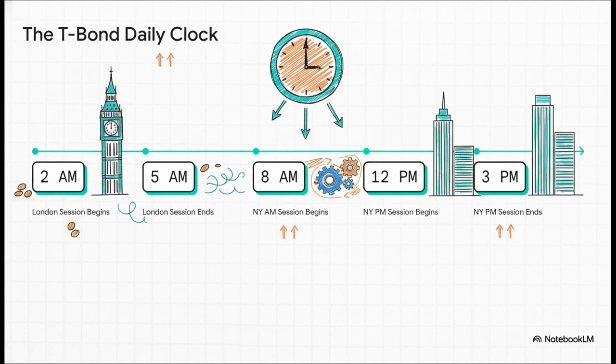And here are the exact times for that clock. And this is super important. These are all New York local time. The London session, that's from 2 a.m. to 5 a.m. The New York AM session runs from 8 a.m. to noon. And then the New York PM session goes from noon to 3 p.m. You really want to lock these times in because these specific windows are the foundation for this entire model.